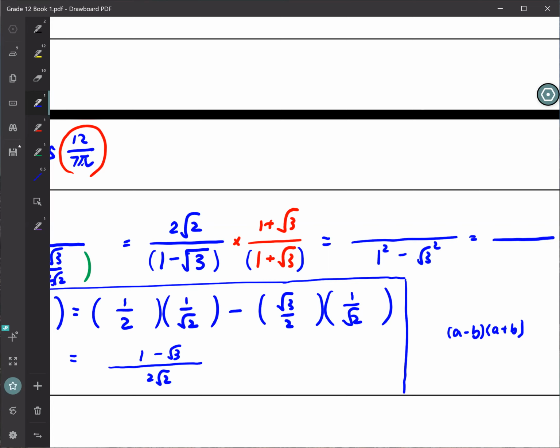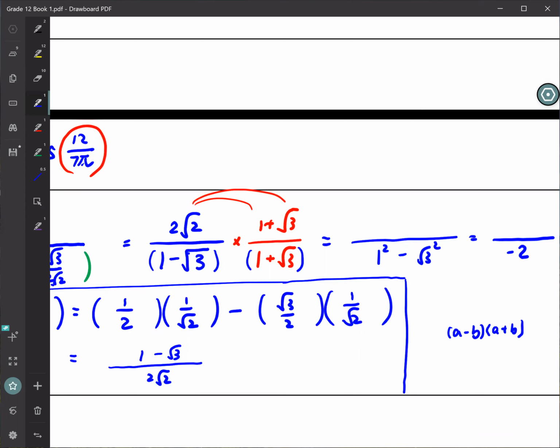Simplify that. -2, yes. Okay, so 1 squared is 1, right? Root 3 squared is 3, so 1 minus 3. Right, now the numerator is just expanding it, right? You can multiply, distribute. So what do you get?